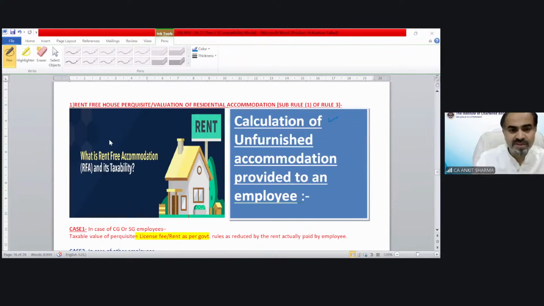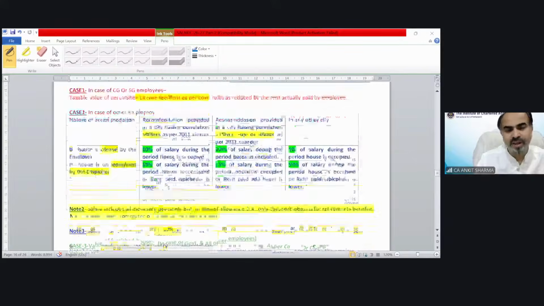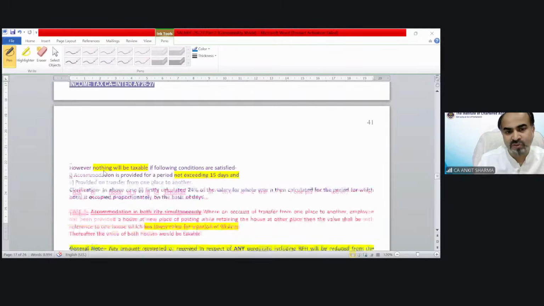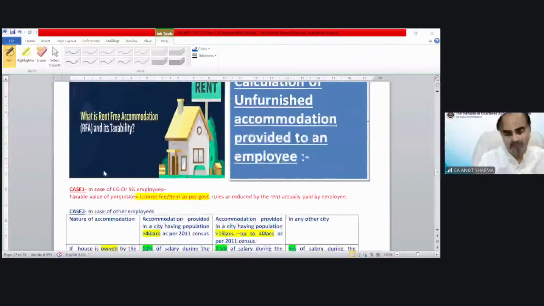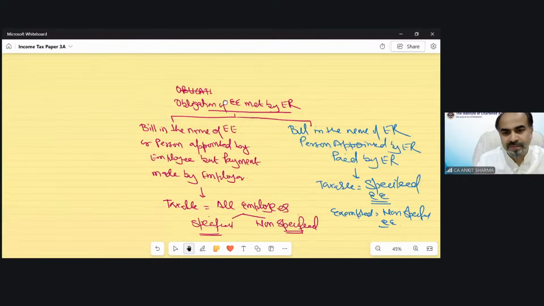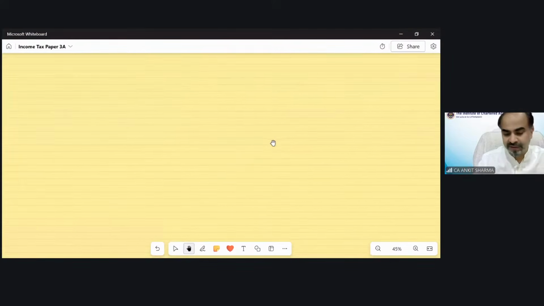So first, case number 1, 2, 3, you can see this is the perquisite we are talking about, till case number 5. So there are 5 cases of rent-free house. As I have told you, it is a little complicated. But when we go through this, at the end, you will feel that this is all based on logic and not that complicated. Now, we are going to discuss the rent-free house provision.